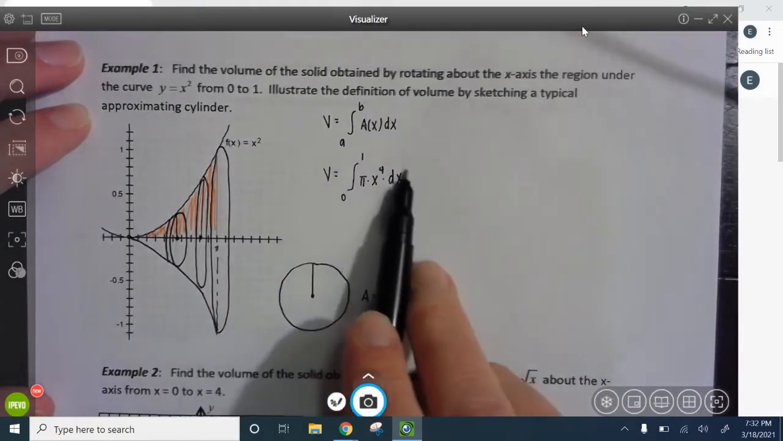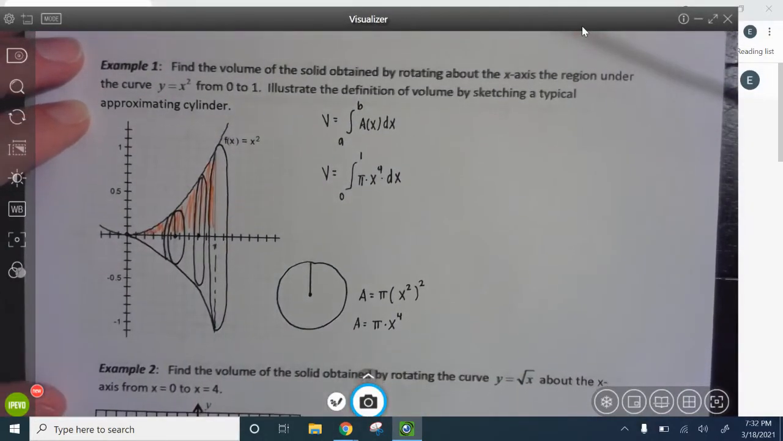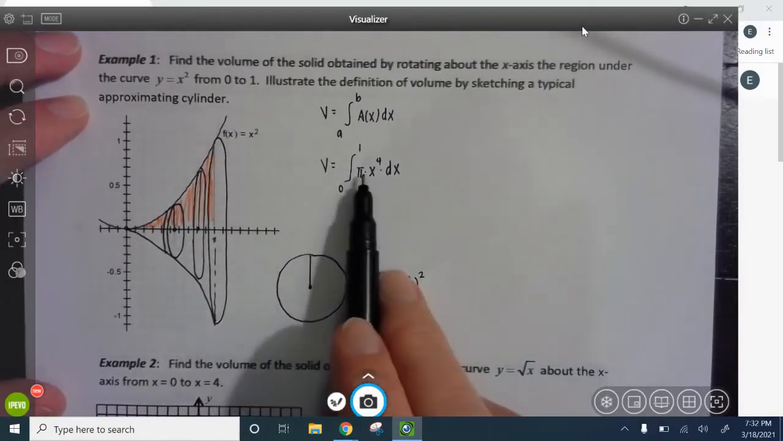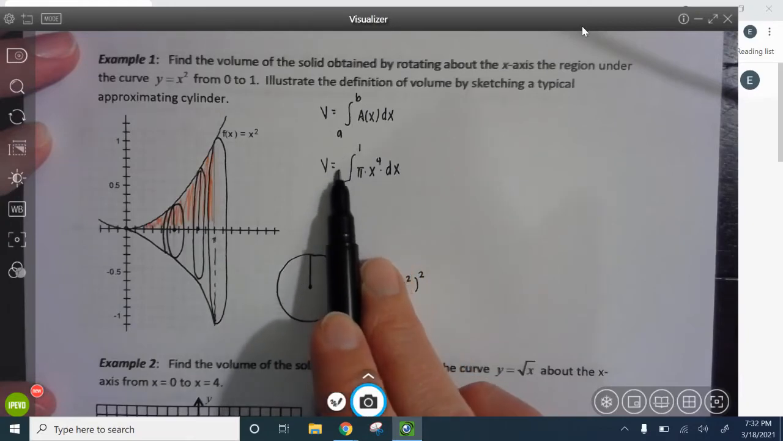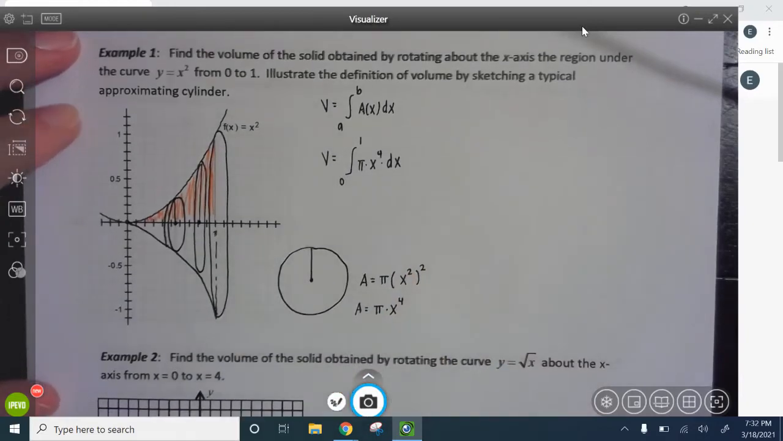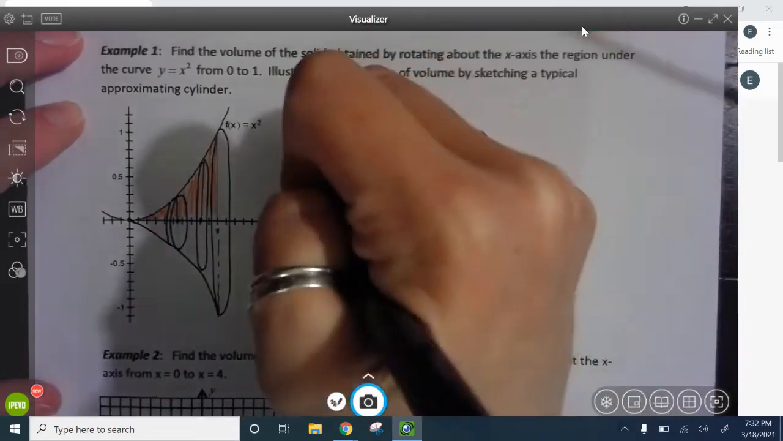I'm going to go ahead and put in my area of this cross section here, the area of a circle. So pi times x to the fourth dx. Again, the dx is representing our height across this entire interval. And remember that with any constant, we're allowed to pull that on the outside of an integral. So this pi is a constant that we can get on the outside, so that we're only really doing the antiderivative of this x to the fourth piece.